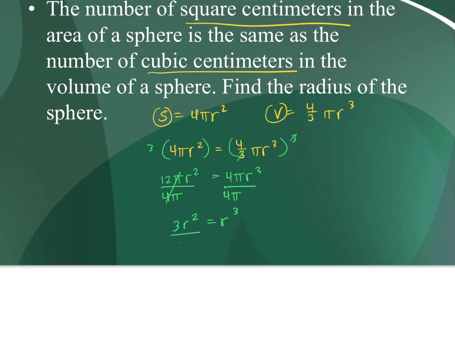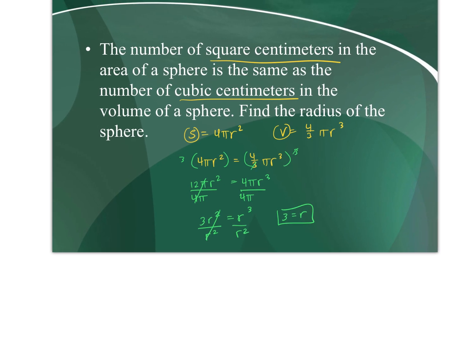So I'm going to divide both sides by r squared. And notice here that I got 3 equals r. I know it's weird, but it works. So the radius of the sphere, since this is all in centimeters, is going to be 3 centimeters. So I didn't know initially how to solve this problem, but when you set it up and you make them equal to each other, you just keep solving until you can get r by itself, and that is the answer.